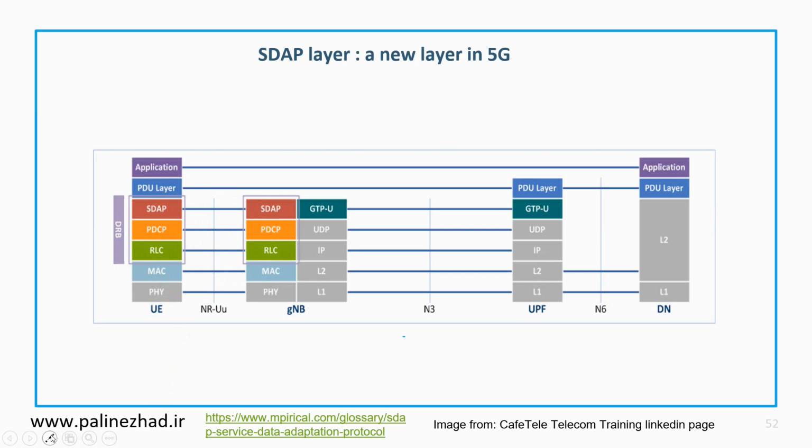This SDAP layer is specified in 3GPP technical specification 37.324. It's so hard to write using the mouse. Sorry for my handwriting. The SDAP layer is specified in this technical specification by 3GPP. Let me check the laser pointer again.